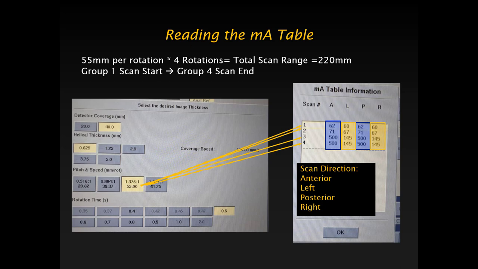Now these groups, 1, 2, 3, 4, are basically your detector coverage multiplied by your pitch. So 4 centimeters or 40 millimeters times 1.375 equals 55 millimeters. So I have 4 55-millimeter groups. In other words, 220 millimeters scan range.